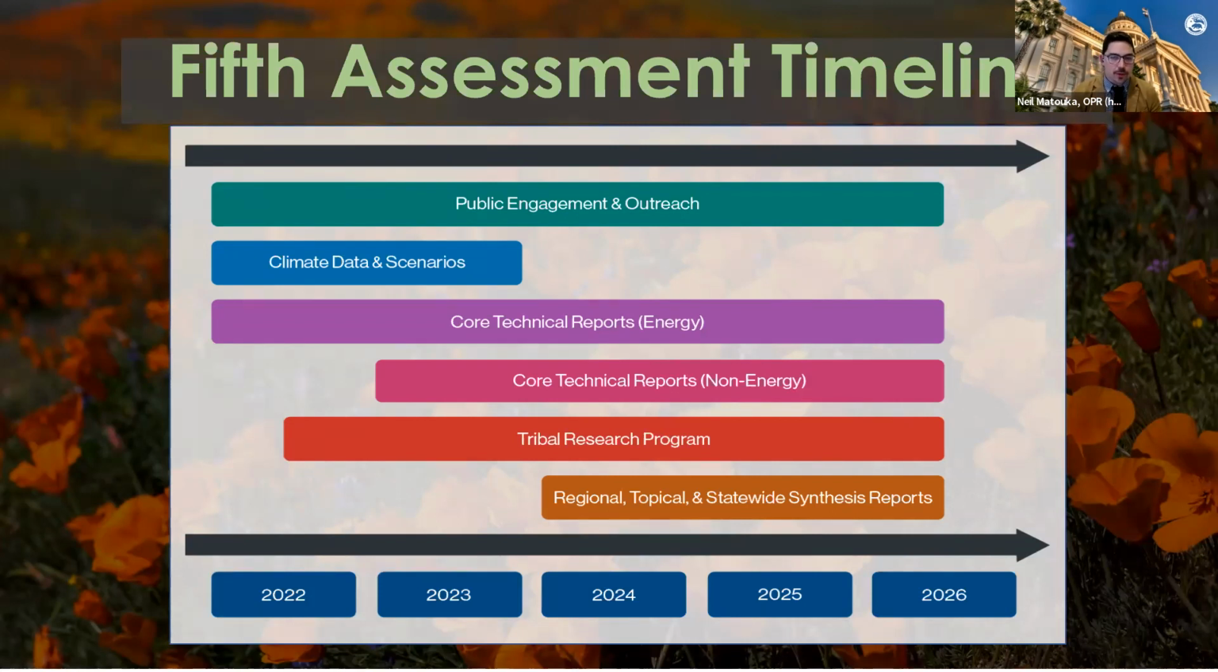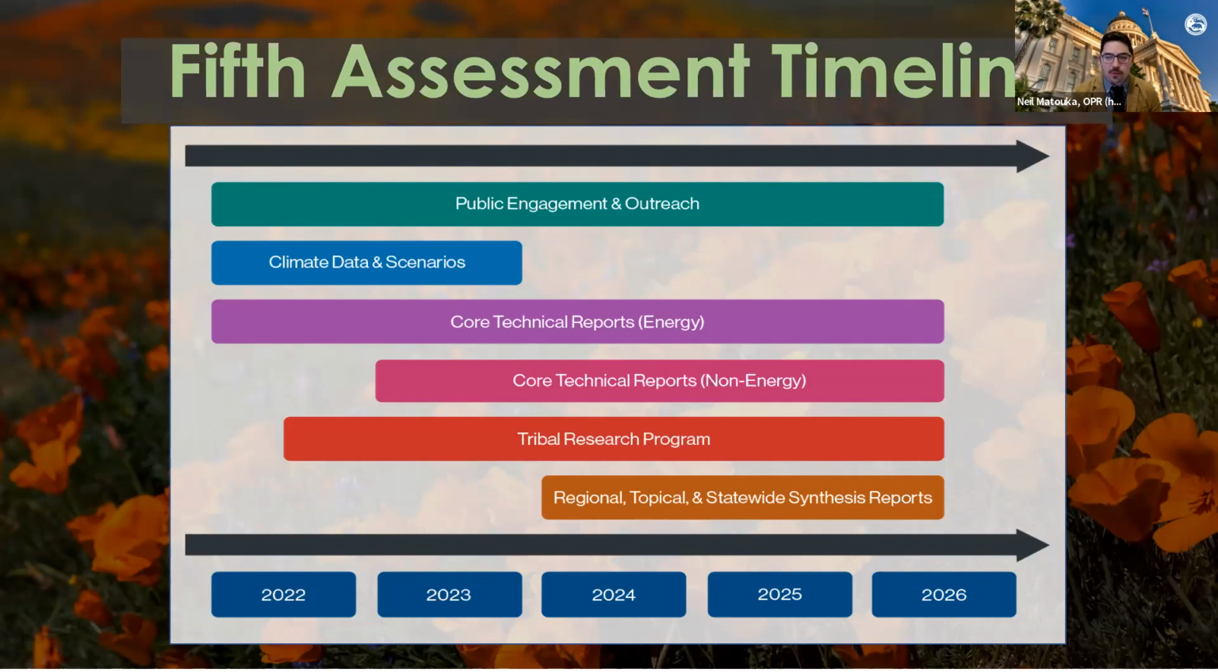OPR is working with the Natural Resources Agency to produce original climate research not covered by the Energy Commission's EPIC solicitation. Building on lessons learned from the fourth assessment, the fifth assessment is standing up our first ever tribal research program. We will be prioritizing early, often, and meaningful consultation with California Native American tribes.